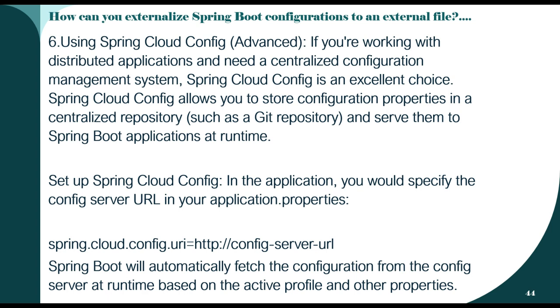This is using the Cloud Config advanced. Now, if you are working on a distributed application with centralized configuration, we can make use of Spring Cloud Config, which is used in the microservices environment, where you give the URL of this particular information in the property files, and your config server will be configured automatically. It will fetch this particular configuration from there, which is the active profile and other properties.